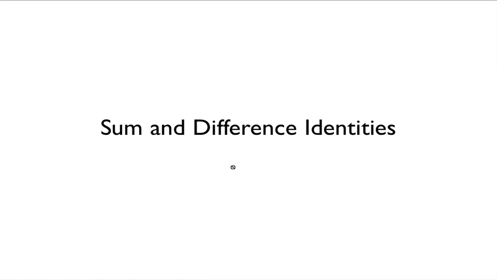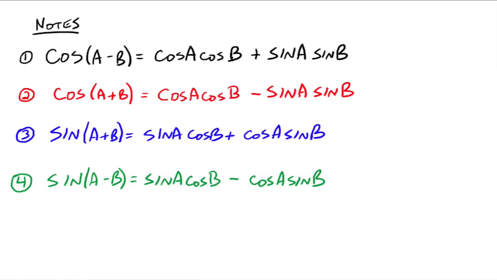Alright, this video is over the sum and difference identities for sine and cosine. Those are these four. Make note, these are the four identities for the sum of two angles, a plus b, and the difference, a minus b. When we take the sine and cosine of the sum or difference of two angles, these are the four identities.